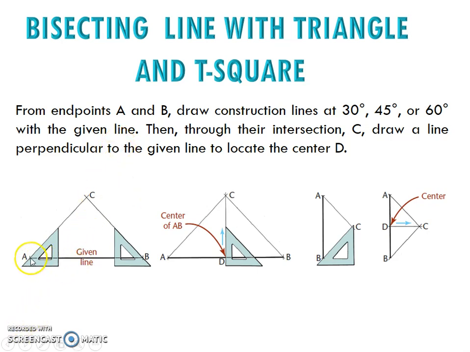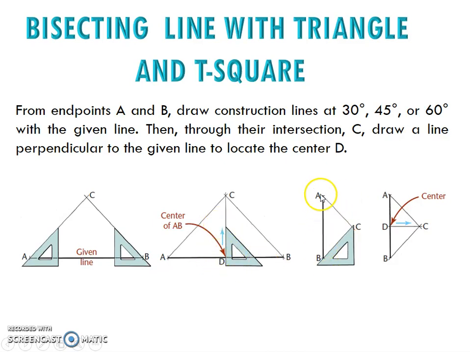Let's say you have a given line AB, and you have to bisect it in the middle. So what you have to do is, using the 45-degree triangles, draw a line to the center from both sides, and you will get point C. This point C will be in the middle of points A and B. So you just connect the line to the middle of this part. Then you can bisect the line.